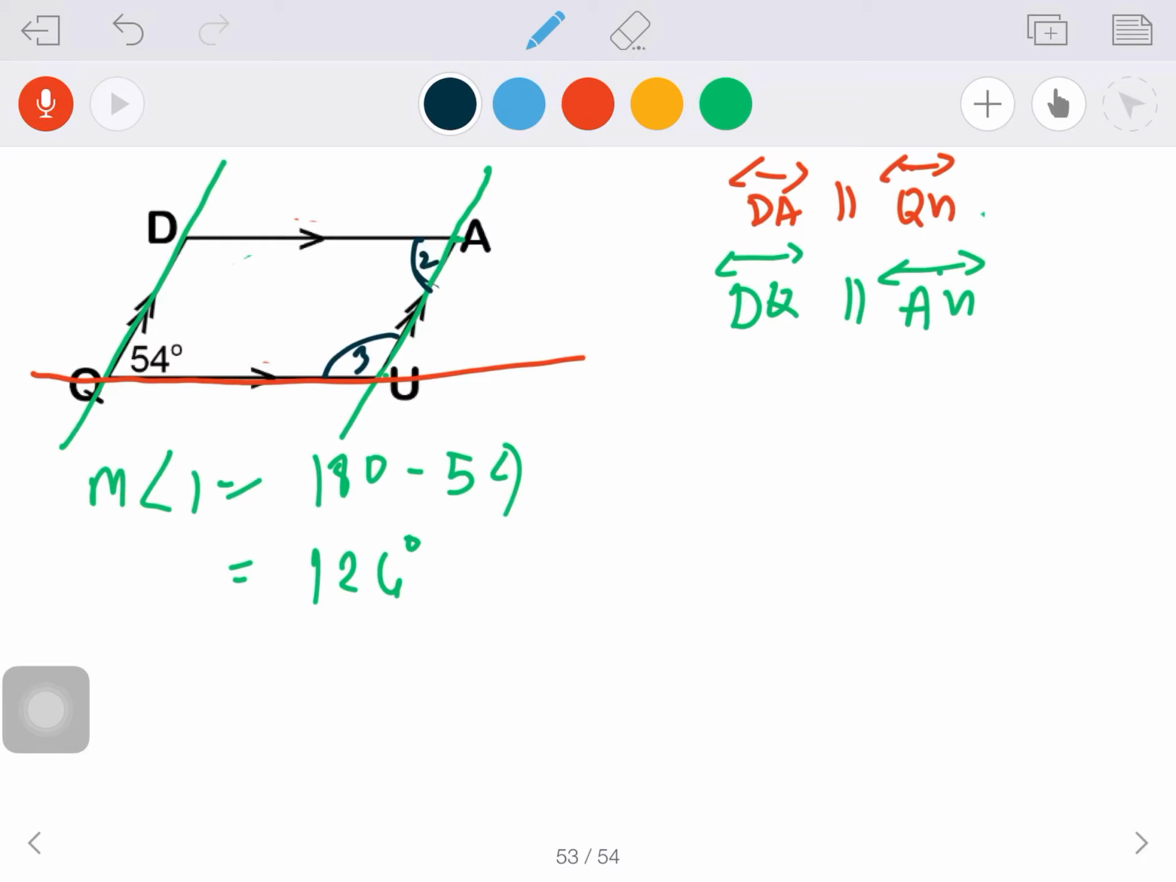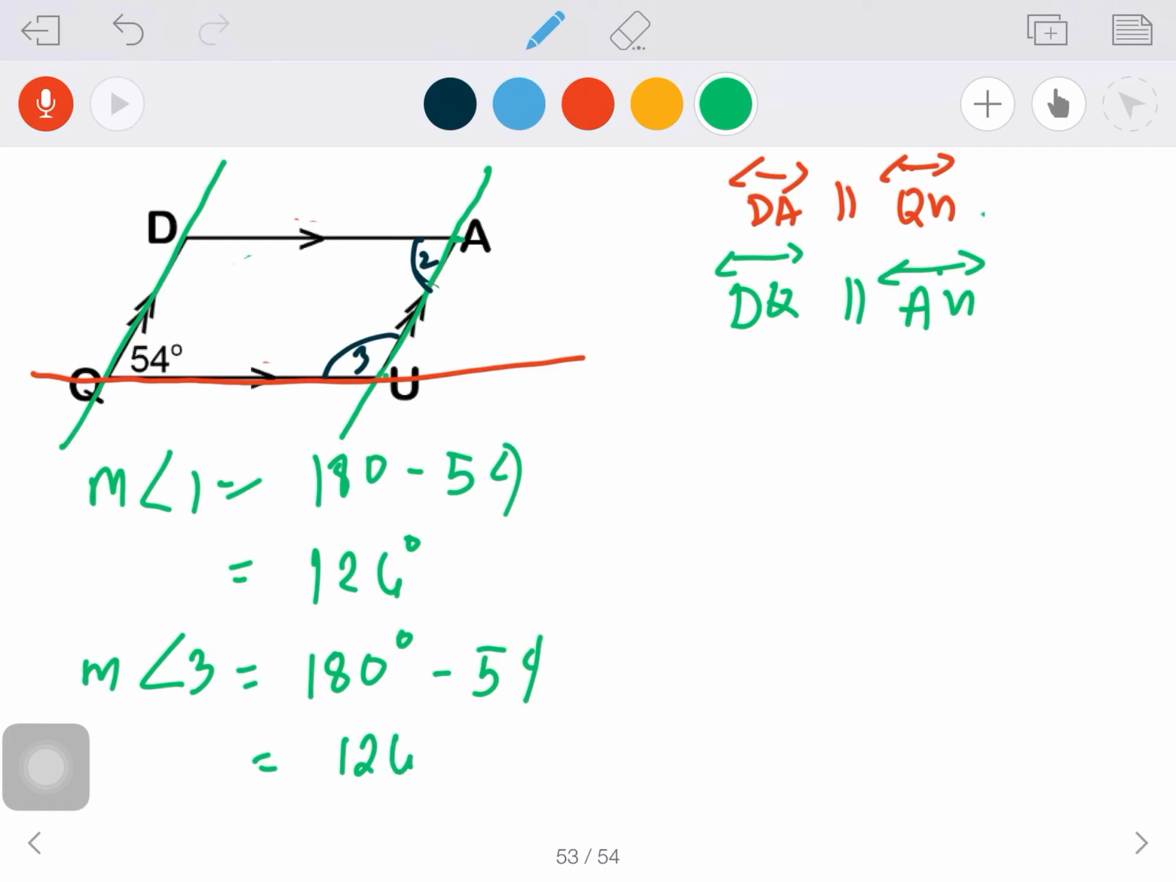What is the relationship of 54 degrees to angle 3? Yes, you're correct. Angle 3 and 54 degrees are also same side interior. And so the same thing will happen: 180 degrees minus 54, and it should also be equal to 126 degrees. That's for angle 3. So 126 here, and this is also 126 here.